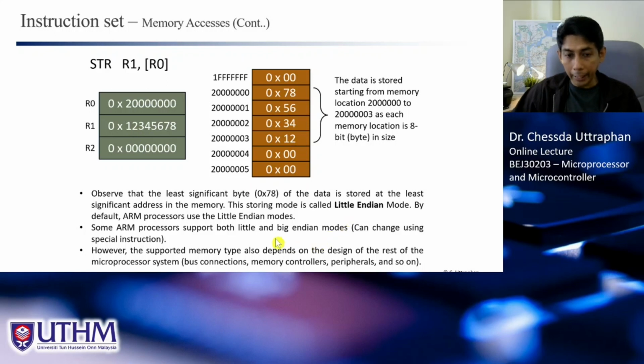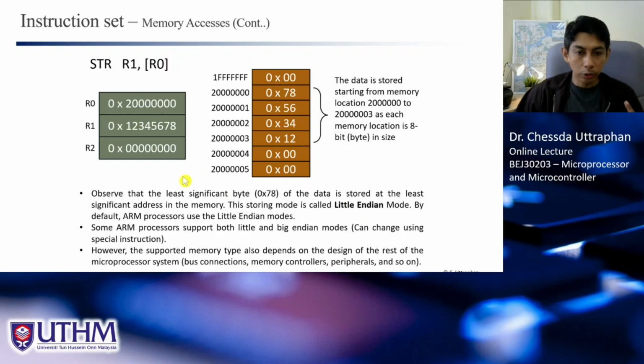But for the big endian mode, the data starts from the MSB, the most significant byte, which is 12. So 12 here, followed by 34, 56, 78. That is big endian. But in our case, we use little endian, remember? So when you learn other types of microprocessor and you see big endian, you already know the method of storing the data is this, 1, 2, 3, 4, but little endian is like this. So that is the difference.